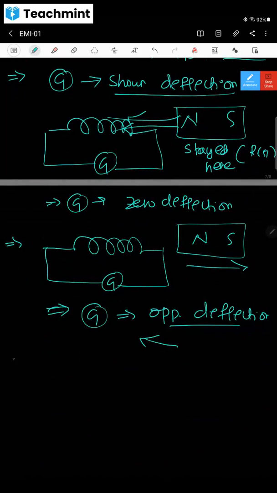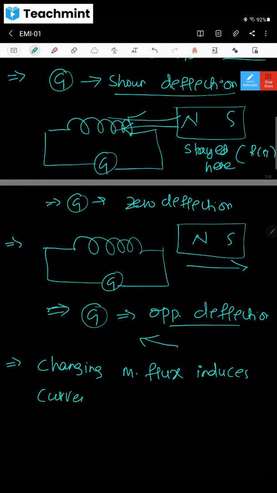So Faraday came to the conclusion that a changing magnetic field, or rather, changing magnetic flux, induces current in a coil or a conductor. Clear? Is this experiment clear?